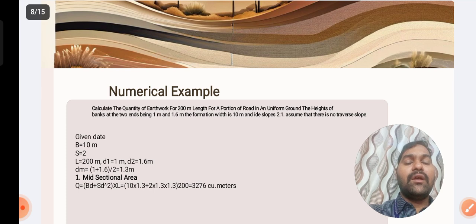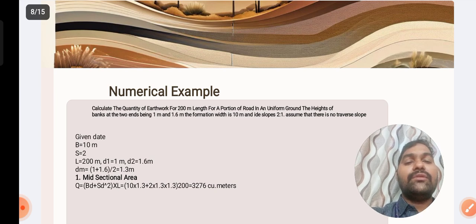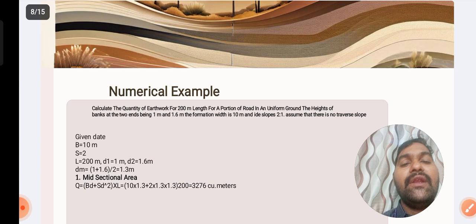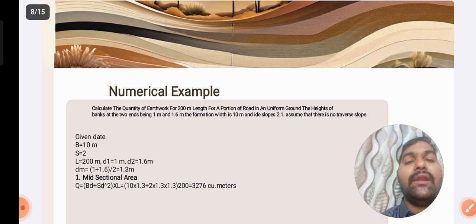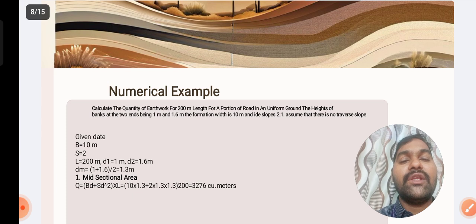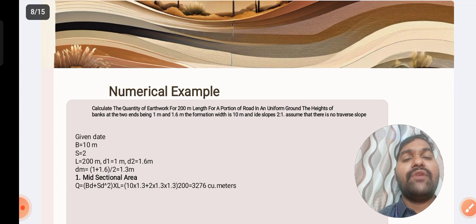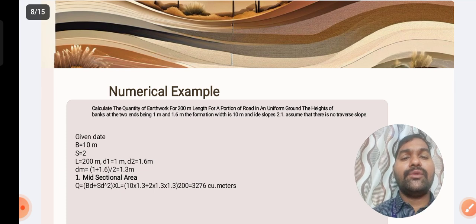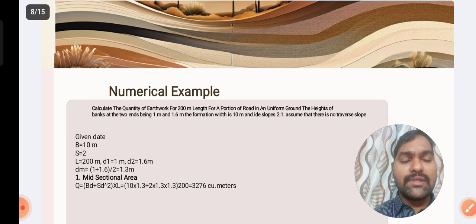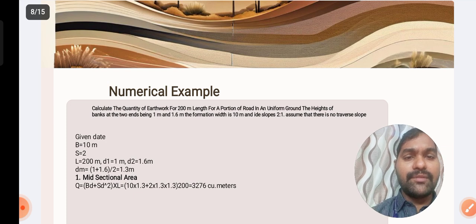So in this problem, for the mid sectional area method, what is the formula we have? Capital Q, that is the quantity, is equal to (BD plus SD square) whole into L, where D is the mean depth. So first we need to calculate the mean depth, that is equal to (d1 plus d2) by 2. Here d1 is equal to 1 and d2 is equal to 1.6, divided by 2, then you get the mean depth is equal to 1.3.